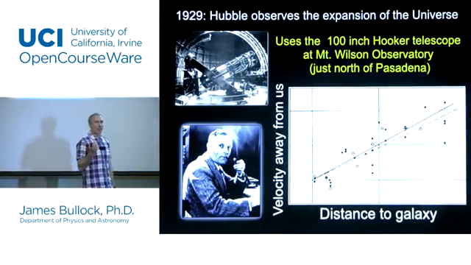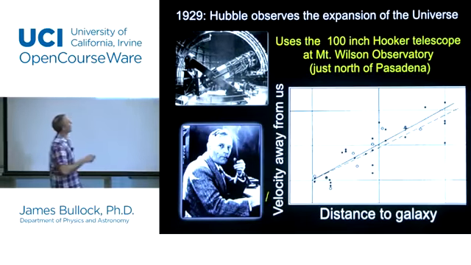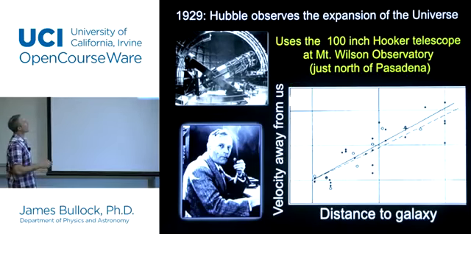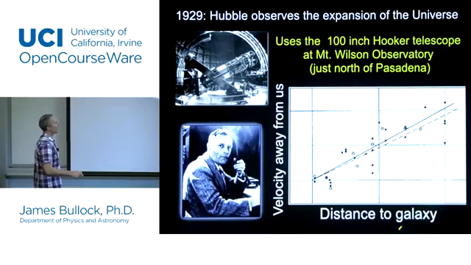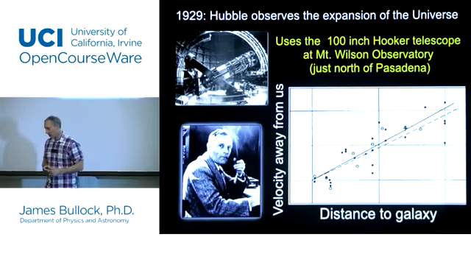So if you remember, in 1929, Edwin Hubble published his famous diagram that demonstrated that the universe was expanding, that the farther a galaxy is from us, the faster it's expanding away from us. So this was Hubble's diagram.